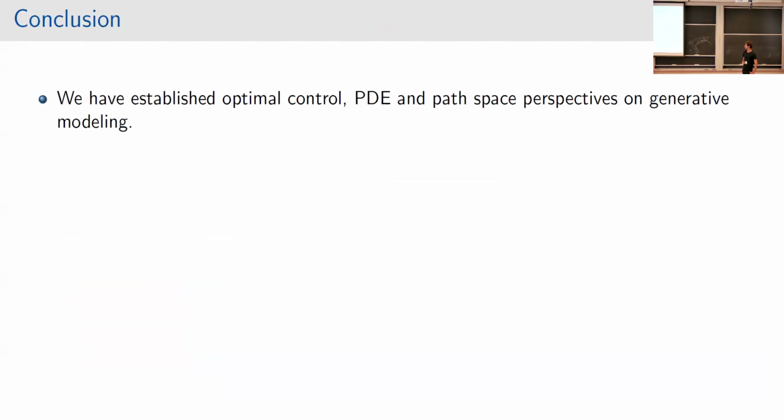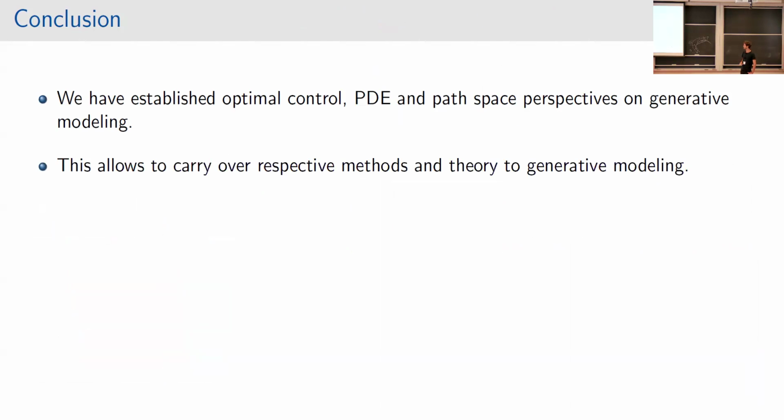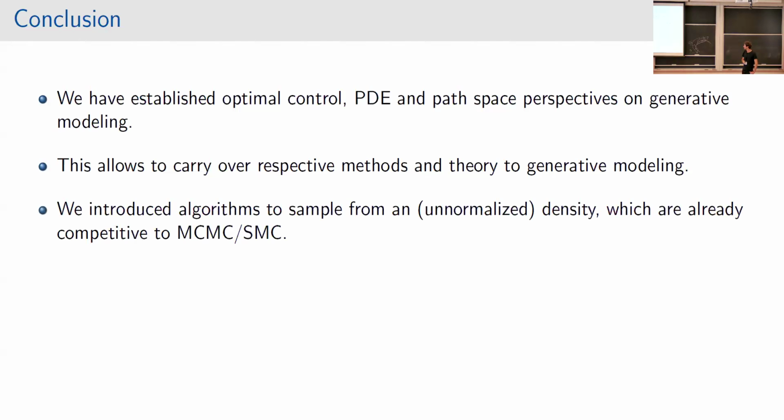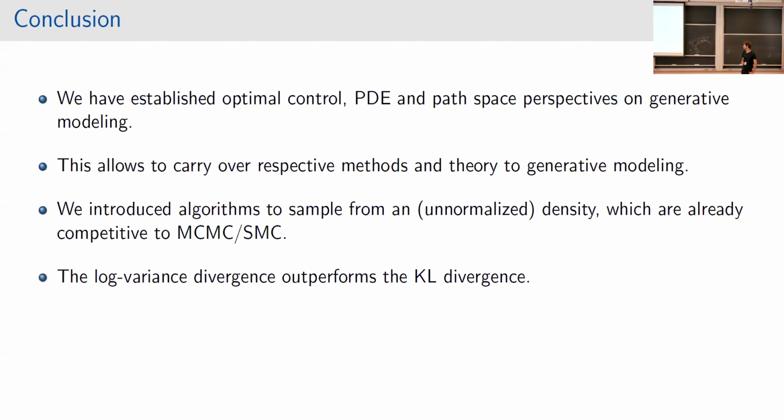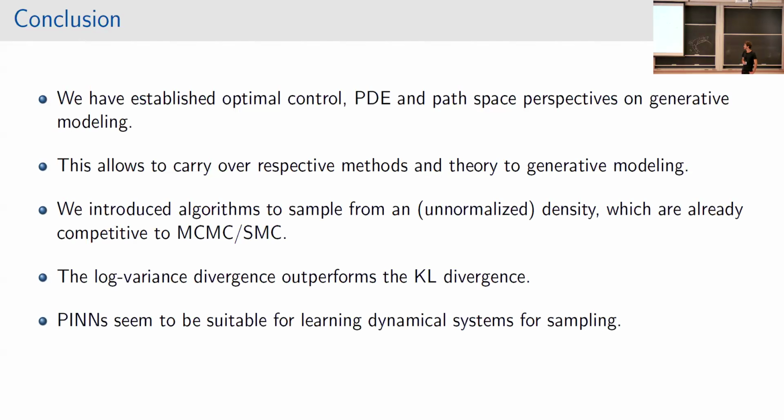So to conclude, we have established optimal control, PDE, and path space perspectives on generative modeling, which now allows to carry over respective methods, which might also be nice to talk to you about, because now if you're an optimal control person, you can simply take your favorite methods and apply them to sampling or generative modeling if you know the density, so that's important. We introduced sampling algorithms, which are already competitive to other sampling methods used in practice. The log variance divergence is a divergence we particularly like.